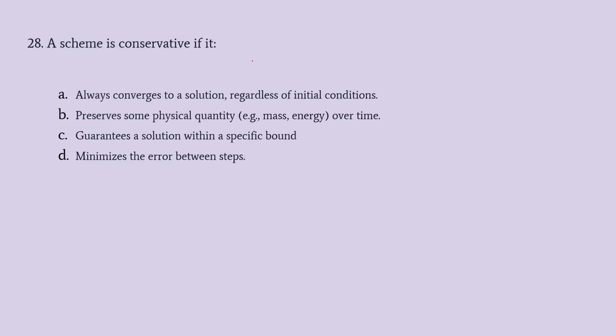Next question is on conservative property. A scheme is conservative if it, options are, A, always converges to a solution regardless of initial conditions. Option B, preserve some physical quantity like mass, energy over time. Option C, guarantees a solution within a specific bound. Option D, minimize the error between the steps.